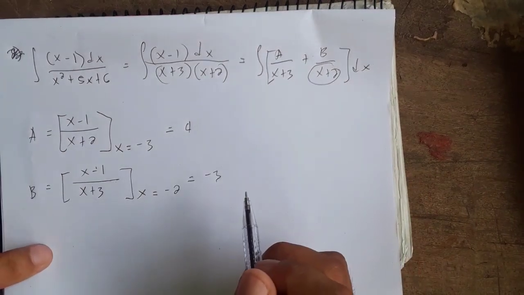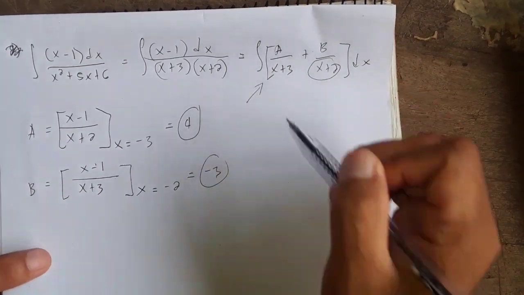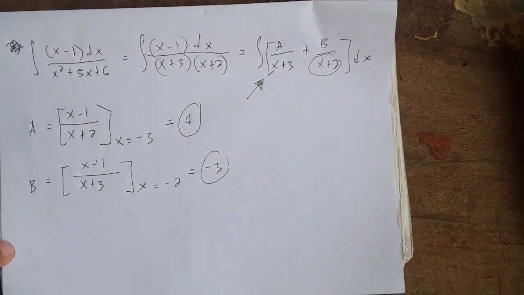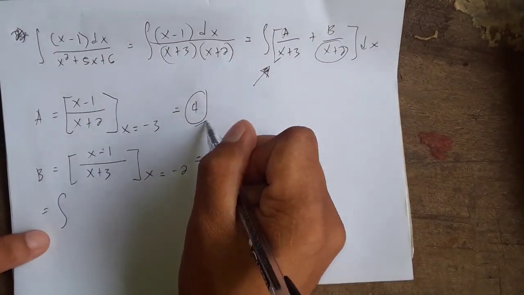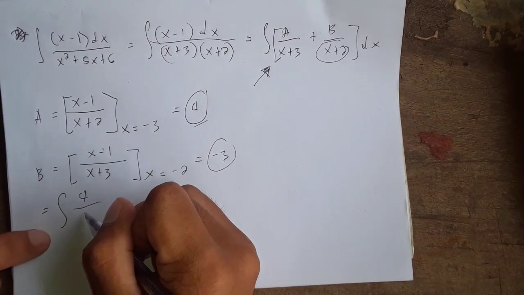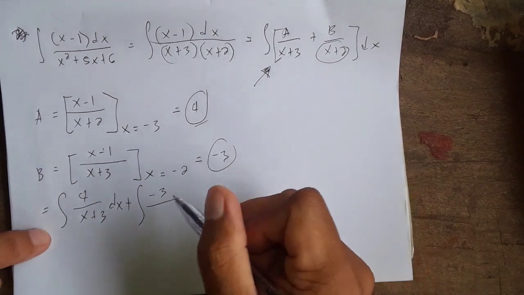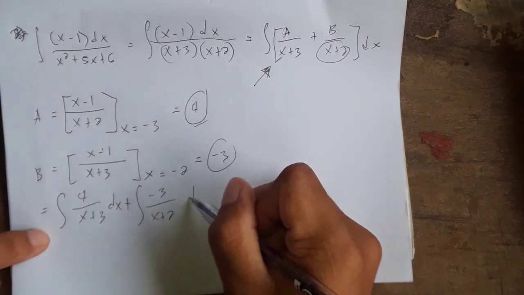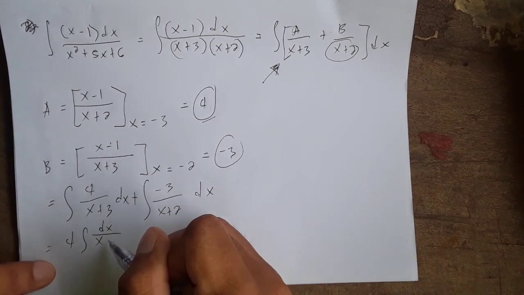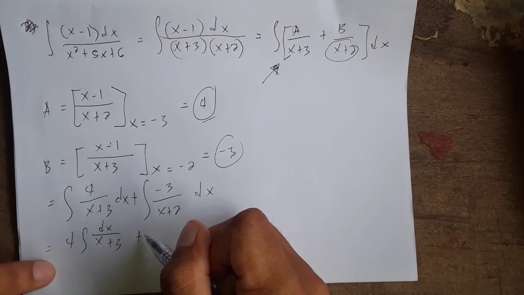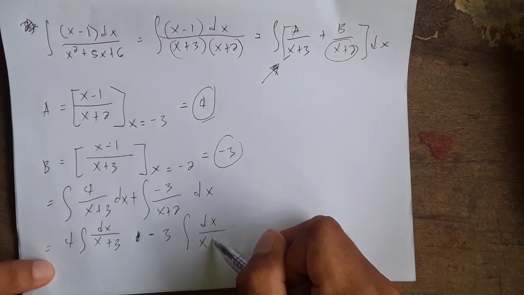So therefore, the next step is to substitute the constant values in this term, so that we can integrate the function, which is the last step. So therefore, our a here is equal to 4. So we have 4 over x plus 3. Then plus our b is equal to negative 3. We have our integral, we have our dx. Negative 3 over x plus 2. Then dx. So by simplifying, we have 4 integral of dx over x plus 3. Then plus, or it is minus 3 times the integral of dx over x plus 2.